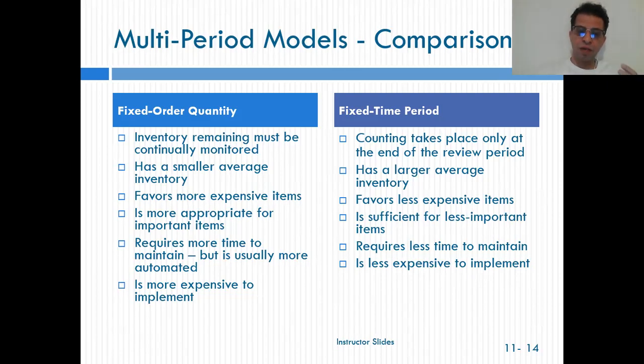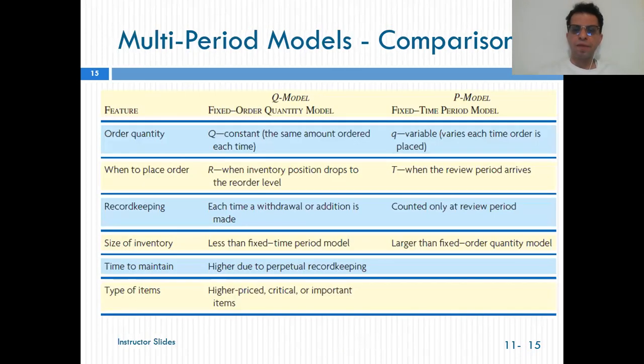The fixed order quantity requires more time to maintain, checking the warehouse, but is usually more automated, and it's more expensive to implement because you're always checking. But the fixed time period requires less time to maintain because every 3 months you can go and check, and it's less expensive to maintain for the same reason. So this is another way of looking at the multi-period models.